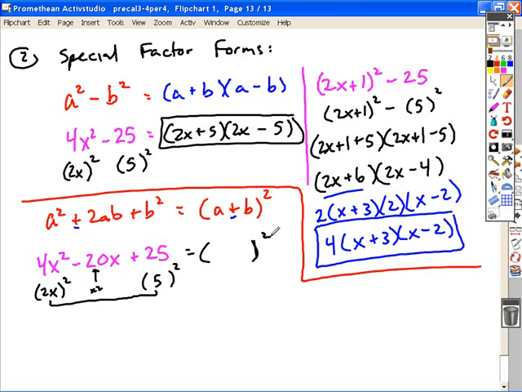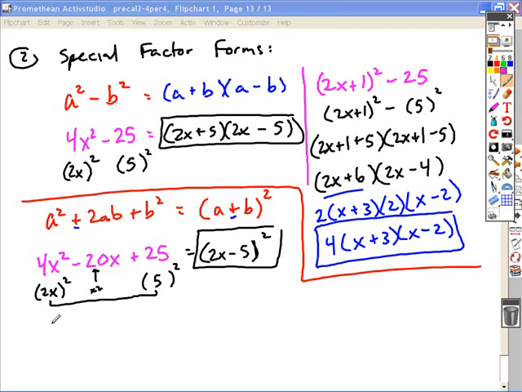And so right away you know your factors will be a binomial squared. The two terms are these bases that you squared at the first and last term. And the sign between them is whatever the sign is of your middle term. So in this case, that was a negative sign. And so your answer, the factored form of that expression, would be the quantity 2x minus 5 squared.